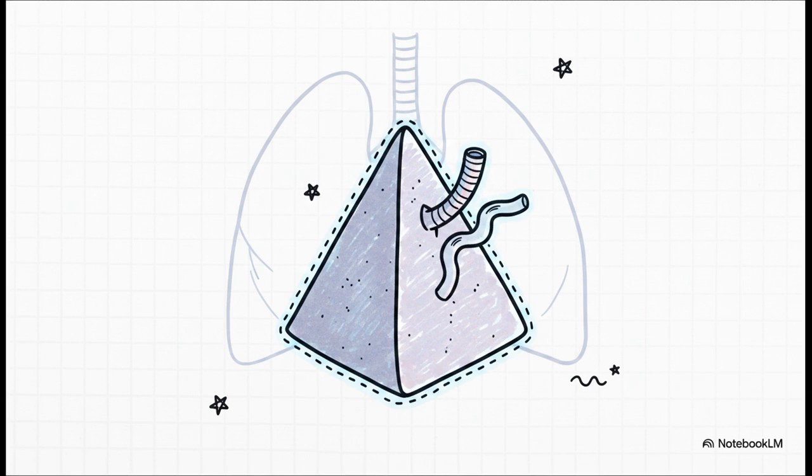But here is the most important part. It is completely functionally independent. It gets aerated by its very own tertiary bronchus. It's supplied by its own unique segmental branch of the pulmonary artery, and the whole thing is completely surrounded and isolated by its own layer of connective tissue.